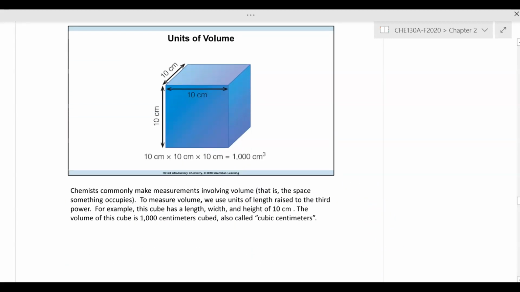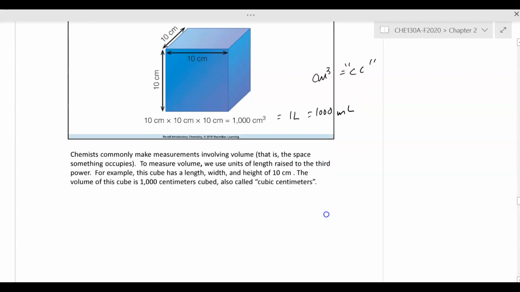Here's the volume calculation. 1,000 cubic centimeters, by the way, is 1 liter, or 1,000 milliliters. Common units of volume. You all probably know what a 2-liter bottle looks like. And those are also sometimes called a centimeter cubed, which is also known as a cc, and some folks, medical folks, tend to do that.